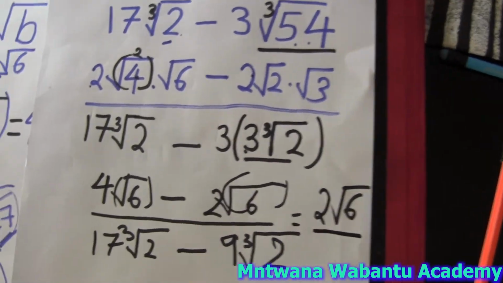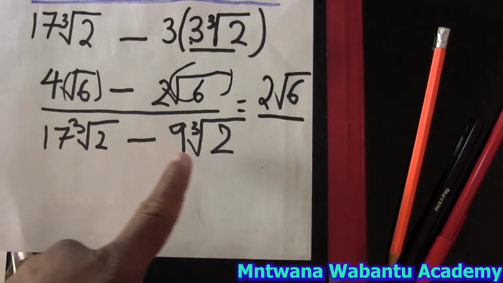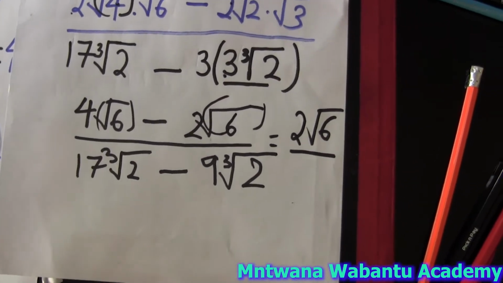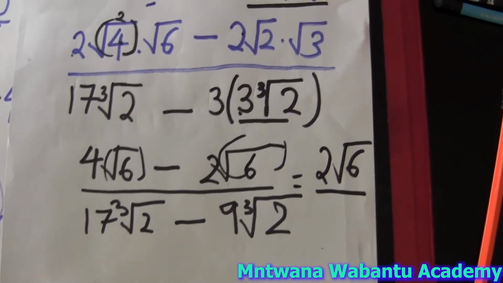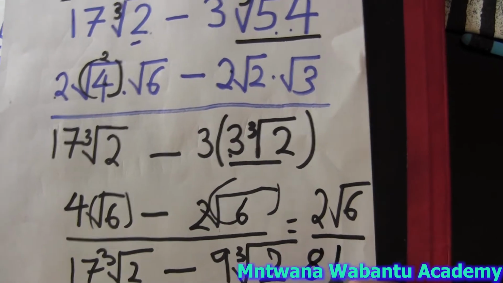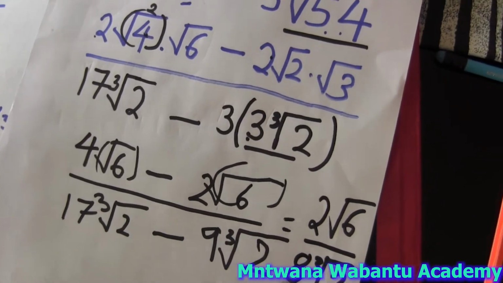Now we come here. Oh, it is also like terms. Oh yes, 17 cube root of 2 minus 9 cube root of 2. That's going to give us 8 cube root of 2. So here we're going to get 8, and then 2 cube root.